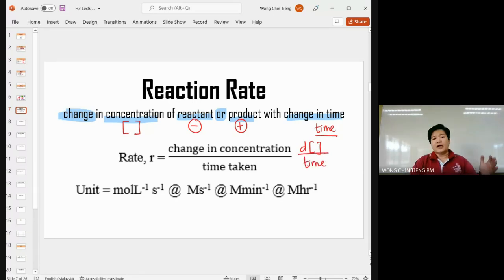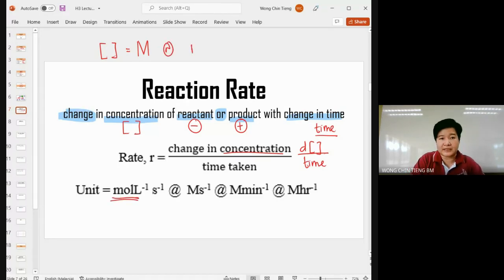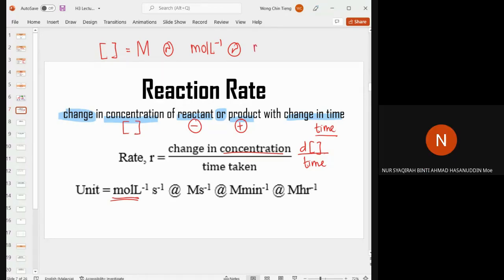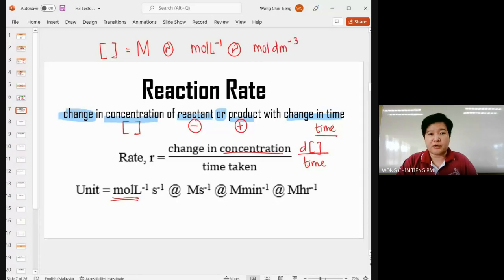And we know that when we talk about concentration, the unit of concentration, semua orang tahu, adalah molar, betul? So selain daripada M besar molar, we can write in mole per liter. What else can molar be in? Mole per decimeter cube, mole per dm cube. So just nak ingatkan, concentration can be in molar, mole per liter, or mole per decimeter cube, something that you have learned.